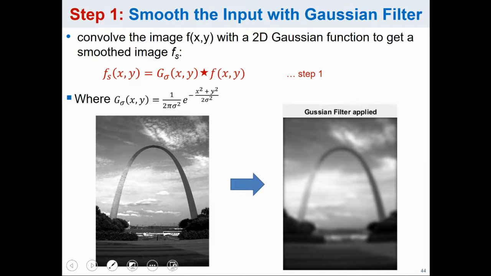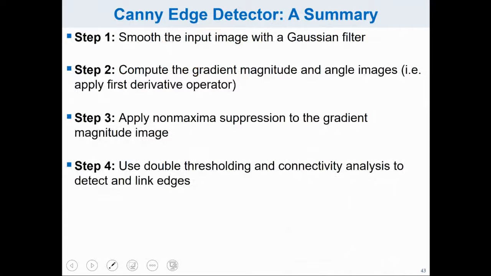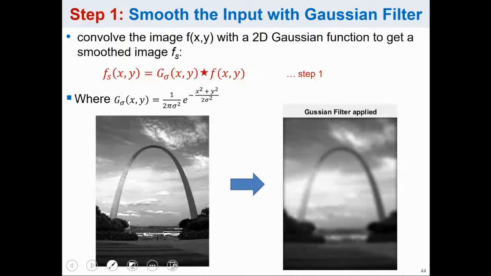First step is to smooth the input image with a Gaussian filter. Now you're all experts, you know what a Gaussian filter is, and what we need to do to suppress the noise in the image, and so on. So what we will do is take the input image and then apply that Gaussian filter to it.